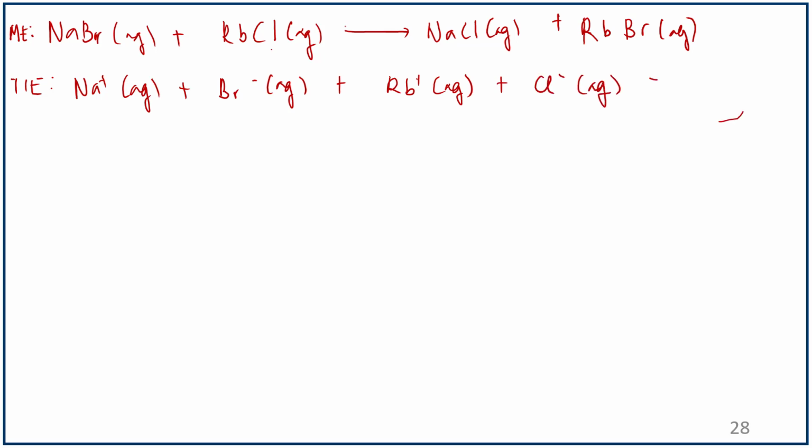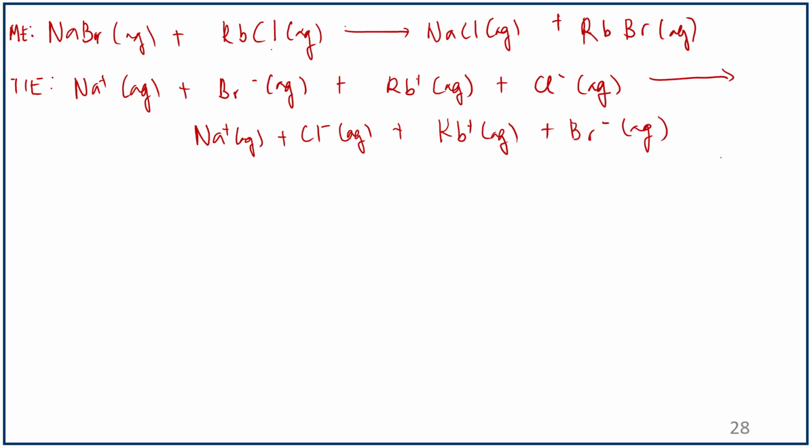Okay, let's now write the products. So sodium plus aqueous, plus chloride minus aqueous, plus rubidium plus aqueous, plus bromide aqueous. By the way, both equations are balanced. Now let's see what ions we can cancel out to arrive at the net ionic equation.